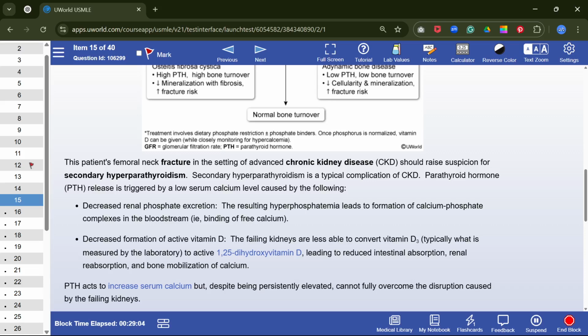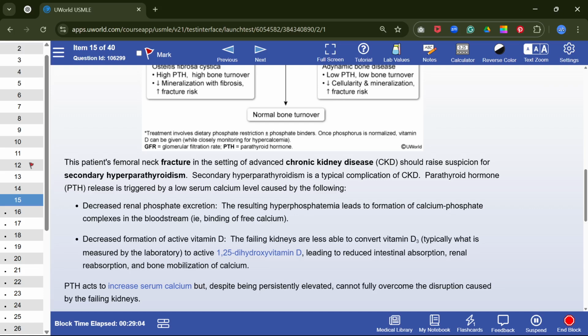This patient's femoral neck fracture in the setting of advanced CKD should raise suspicion for secondary hyperparathyroidism. Secondary hyperparathyroidism is a typical complication of CKD.